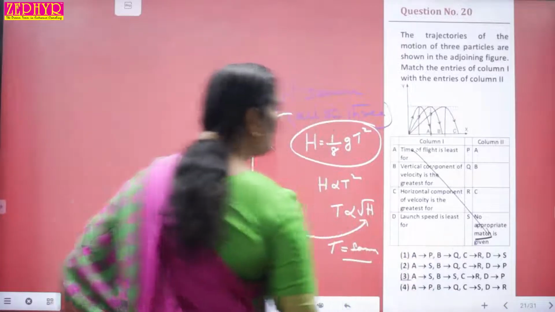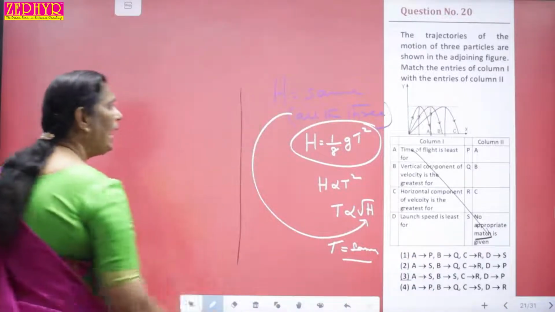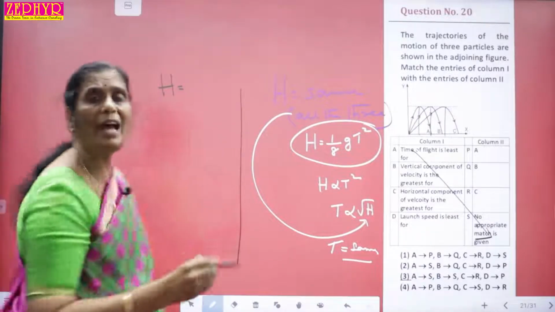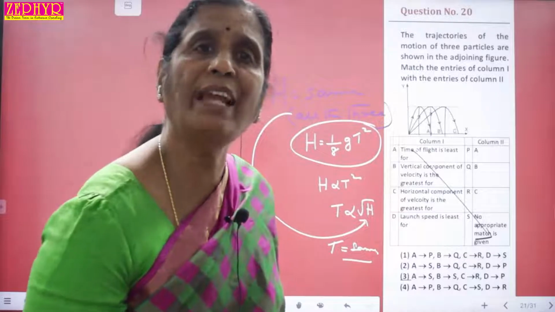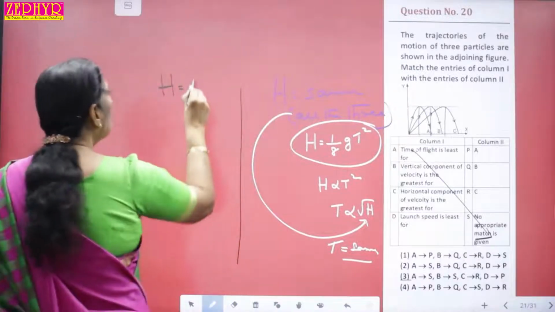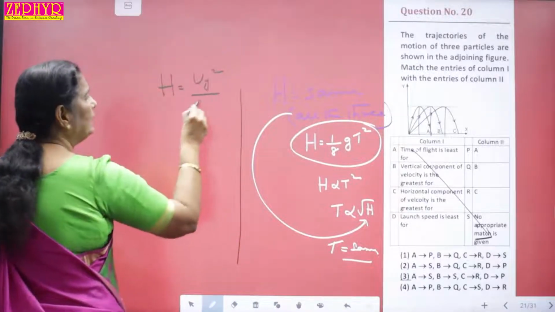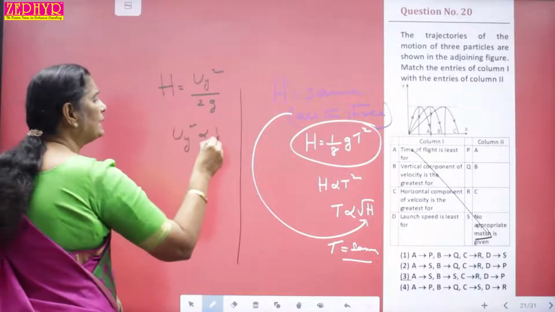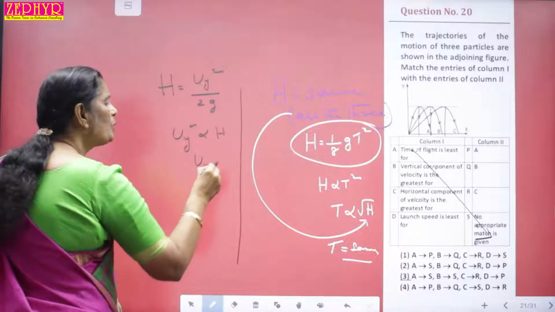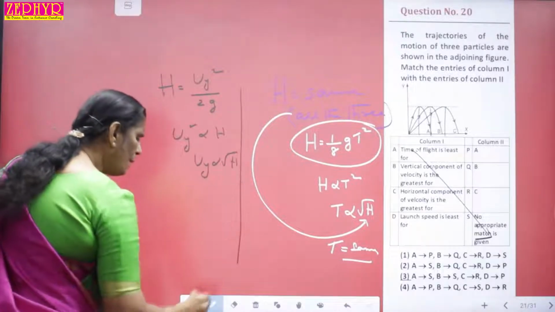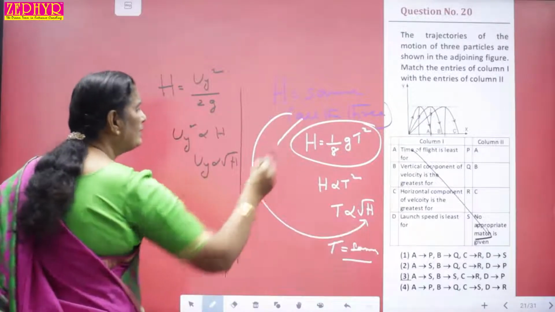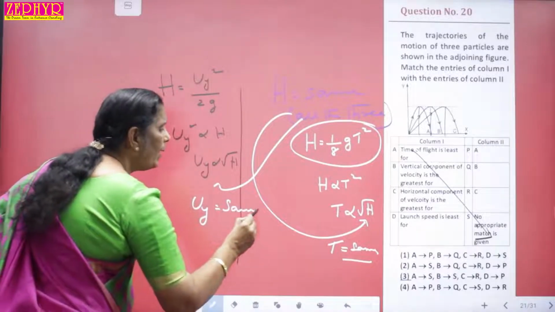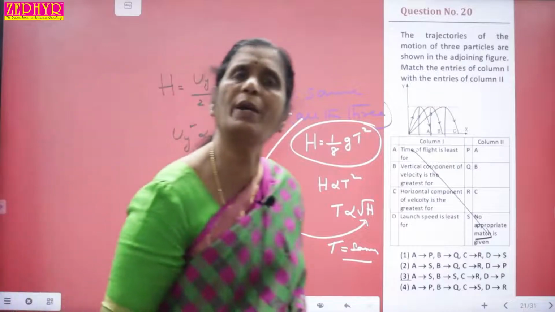Yes. Next, velocity vertical component. Again, same thing. We can write h as U square sine square theta, which can be written as uy square by 2g. So we can say uy square is proportional to h. Again uy is proportional to root h. Again same argument. H is one and the same. Therefore uy is also one and the same for all the particles. For all the paths uy is also one and the same.